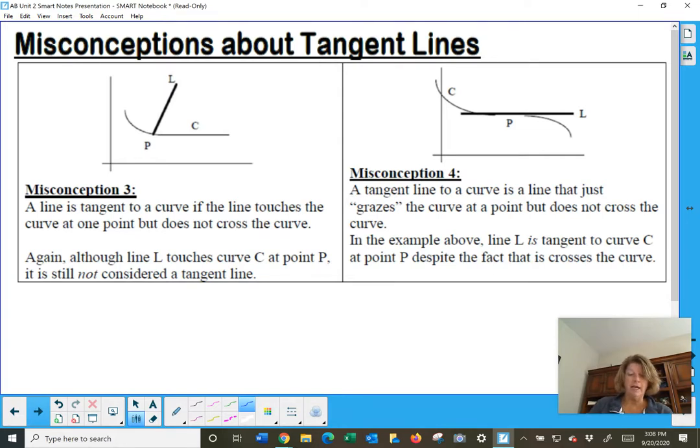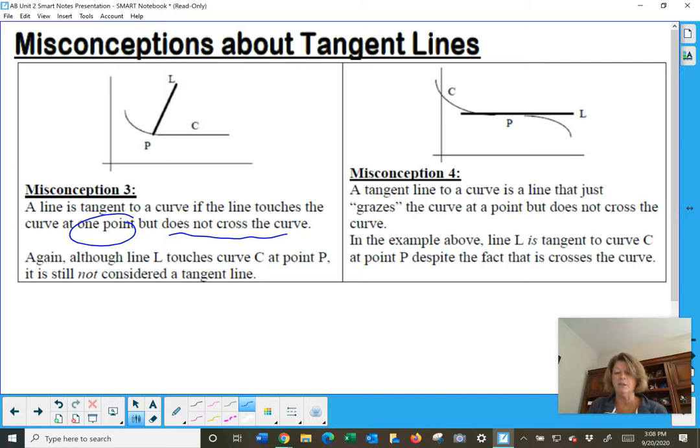Misconceptions about tangent line number 3. A line is tangent to a curve if the line touches the curve at one point, but does not cross the curve. So in this example, they just stopped the line, made it more of a line segment. And that is not tangent. We can tell by looking at it that is not tangent. Although line L touches the curve C at a point, it's still not considered a tangent line.